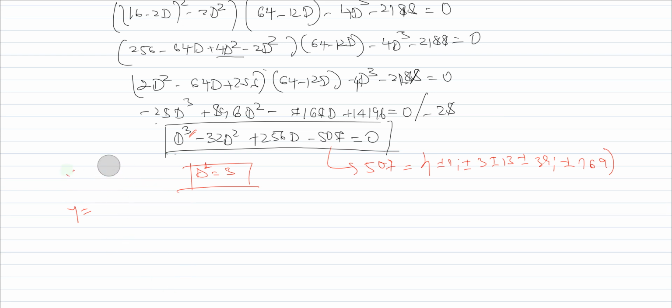Now, using Ruffini's method, we're going to have this, guys. The root is 3. We're going to put here the root, and here the coefficients of our equation, and the first coefficient is 1. Remember, if your equation is not complete, you have to complete your equation. So minus 32 and 256, and then here we put minus 507.